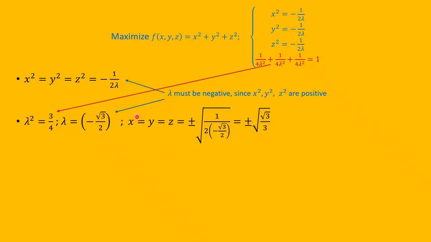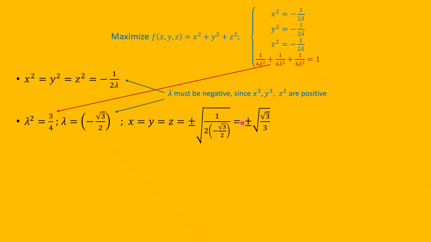So x has to equal y, has to equal z, which according to this formula then is plus or minus the square root of 1 over 2 times lambda. And what's happening is, since the square of these is this number, then the square root of these is plus or minus the square root of this number. So we have plus or minus, and then the square root of that number here.